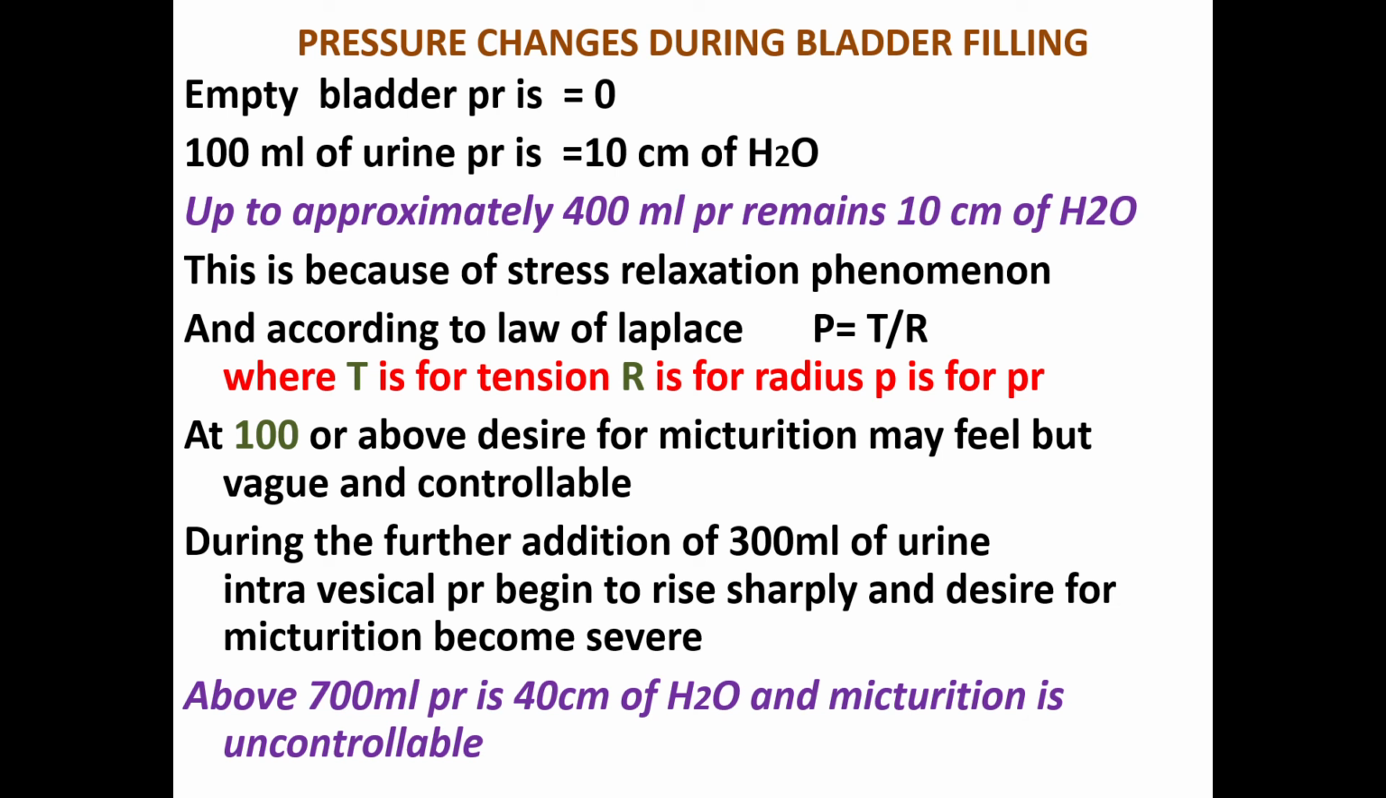Now, you can feel the urge or desire for micturition at 100 ml, but it is very weak and you can control it easily during further addition of 300 ml of urine. When your bladder fills above 700 ml, the pressure rises up to 40 centimeters of water and micturition is uncontrollable. You can't control it when your bladder is filled with more than 700 ml of urine.